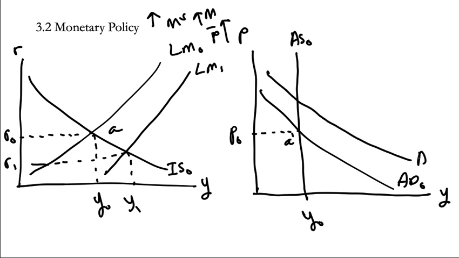Okay, so from AD0 to AD1, if price is kept constant, then we move here, from Y0 to Y1. But because of the adjustment in price, because otherwise we're going to have a persistent disequilibrium in the AD-AS analysis, price has to adjust. So price adjusts and increases to P1. So we move to the new equilibrium, from A prime to B prime.